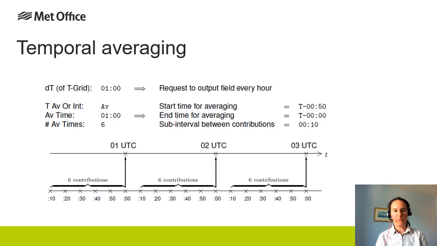So in this case, we've put hash averaging times equal to 6. That means that in the hour, we're going to take 6 snapshots of the data. So we're going to look at 6 points in time at what the average contributions in each grid cell are. Effectively, we look every 10 seconds, so that we get contributions at 10 seconds, 20 seconds, 30 seconds, 40 seconds, 50 seconds, and on the hour. And then the average of those quantities is used to calculate our hourly average.